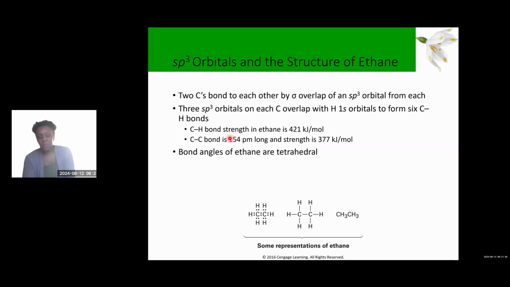Okay, with those two sp3 orbitals overlapping, the strength is slightly weaker, but it's still strong. Now, as far as the bond angles, those are still the 109.5. So you still see the same bond angle that you would expect to see with the tetrahedral. However, the bond length and the bond strength are going to be different, and that's due to the size of your nucleus and how many shells or how large the orbitals are of the two carbons.